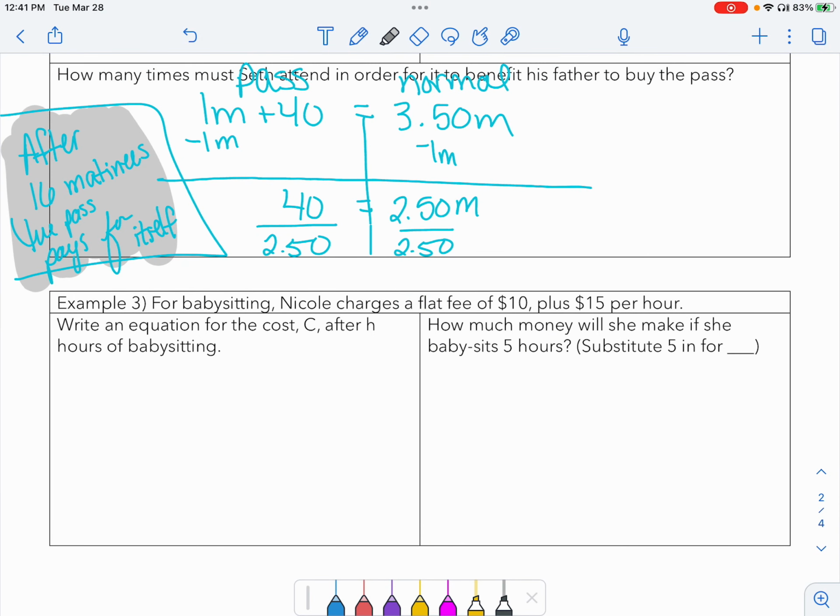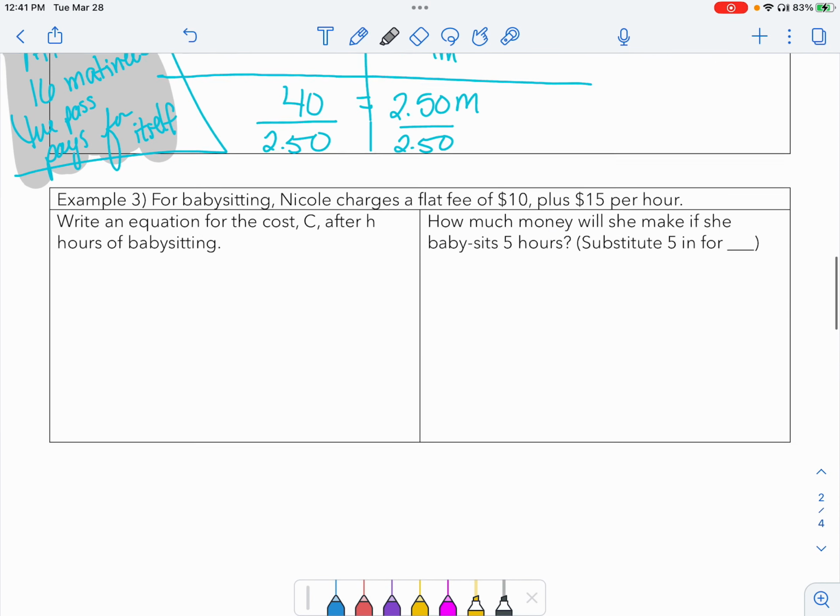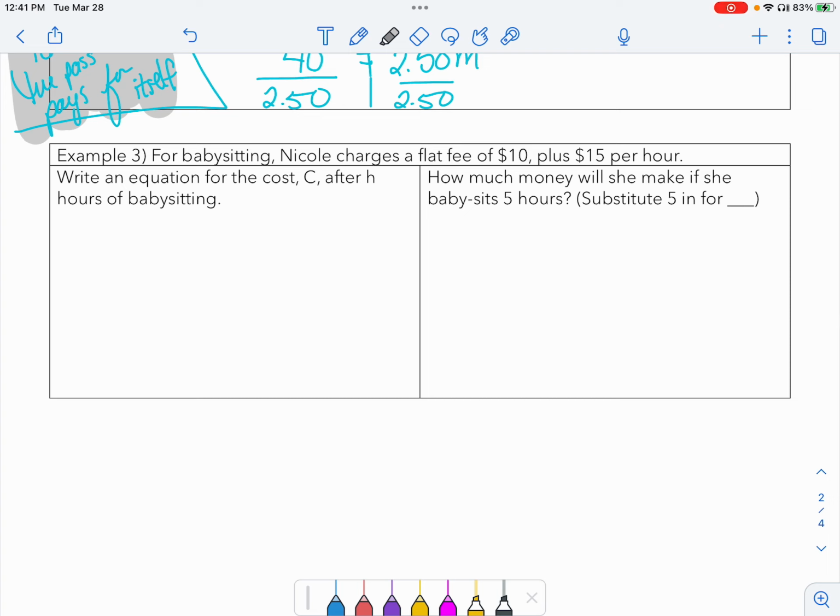All right, let's take a look at number 3. We have 6 examples altogether. So Nicole is a babysitter, and she charges a flat fee of $10, maybe for gas getting to the place, and then $15 every hour. And that is not really unreasonable for a babysitter. We need to write an equation for the cost C after H hours of babysitting. So let's just do this.